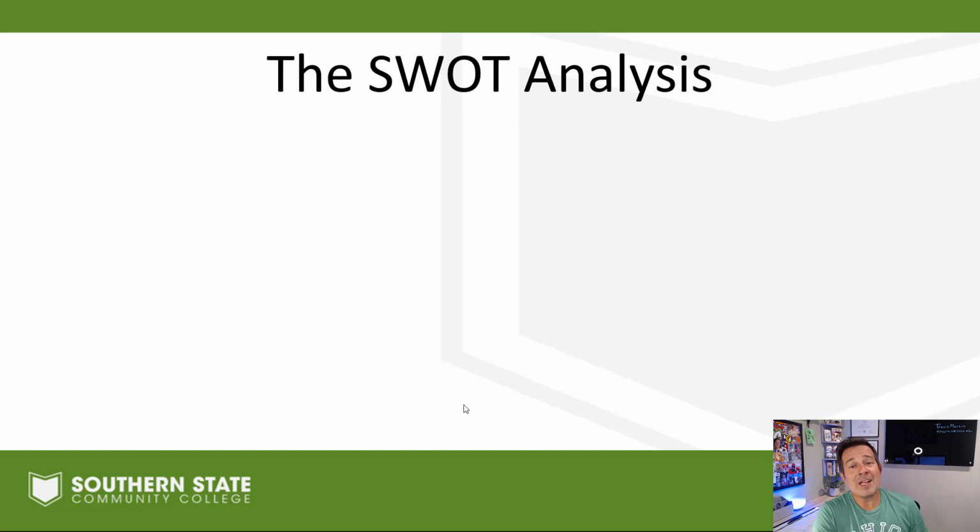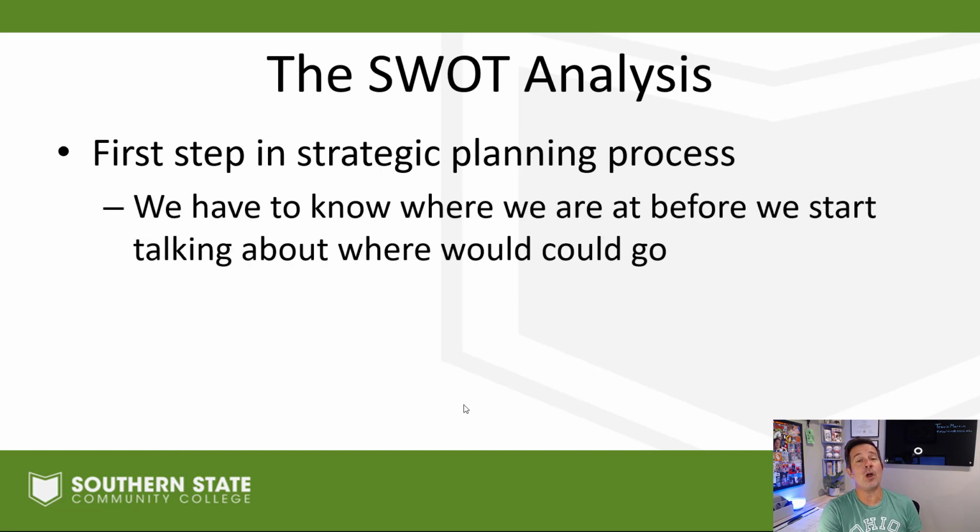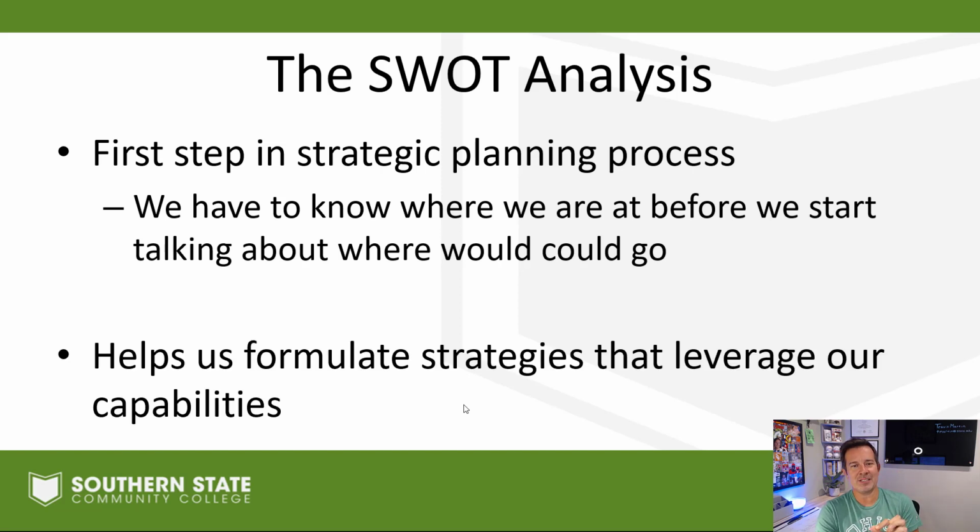So, our SWOT analysis is really the first step in our strategic planning process. As I mentioned, we have to know where we are before we start talking about where we want to go. And by knowing that, it's going to help us formulate strategies that take advantage of what we're good at. We're going to leverage our capabilities and make sure that we're focusing on strategies that go along with what we're good at. We're not going to pursue a bunch of strategies in areas that we're terrible at. It would not make any sense.